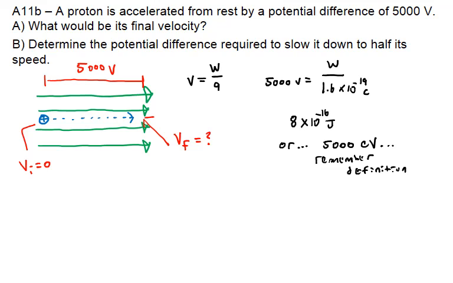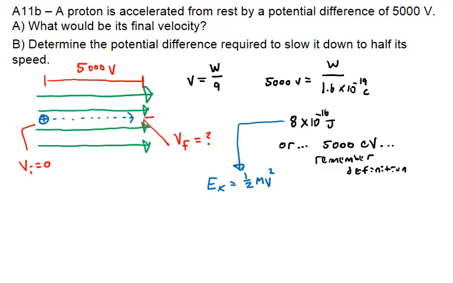So what I want you to do is try to finish this. You're going to need your data booklet to get the mass of the proton and try to figure out what the final velocity will be. And then for part B, well, we'll get to part B in a second. So go ahead and try that first. Go ahead and pause the clip and give this a try. And then when you're ready to check, you can hit play.